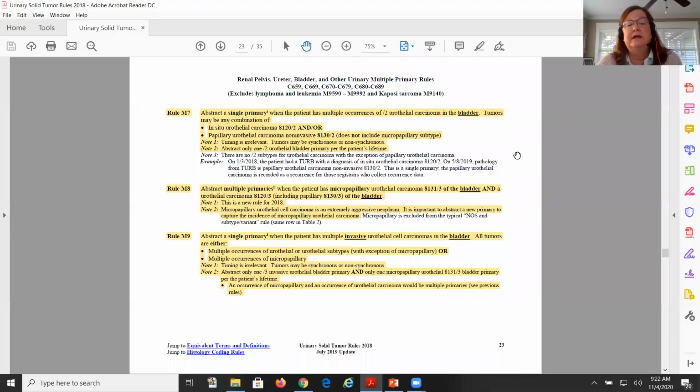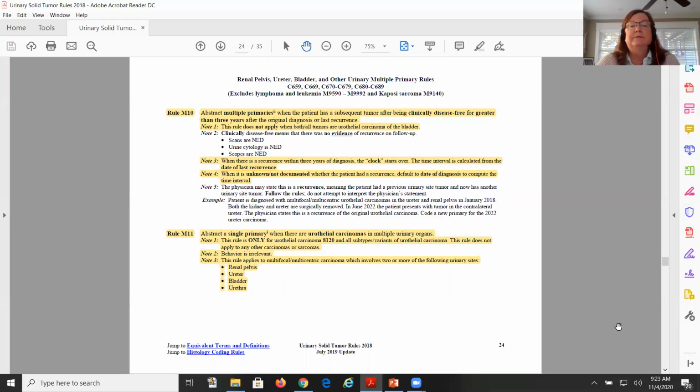M9, abstract a single primary when the patient has multiple invasive urothelial carcinomas in the bladder. Multiple occurrences of urothelial or urothelial subtypes, with the exception of micropapillary, or multiple occurrences of micropapillary. Timing is irrelevant. Abstract only one invasive urothelial bladder primary and only one micropapillary urothelial bladder primary per the patient's lifetime.